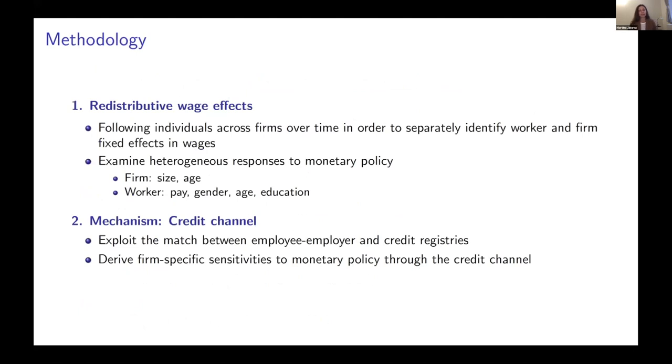Okay, great. And so in the methodology, we will be looking at two things. In the first part, we will try to just document the redistributive wage effects. So what I mean by this is that we will be following the individuals over time as they move between the firms. And we will first separately identify the impact of their worker, firm, or time effects on their wages. And we will then examine an additional heterogeneous response on their wages that is related to the monetary policy. And when I say heterogeneous, we will be looking at a number of margins. So on the firm side, we'll be looking at the impact of the firm size or the age of the firm. And then when we move to the worker, I'll talk a little bit about the role of the worker's wages, gender, age, and education.